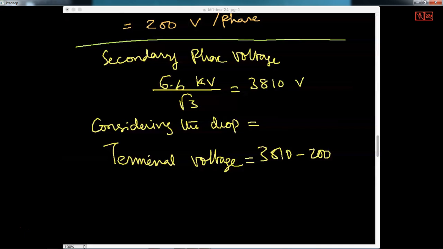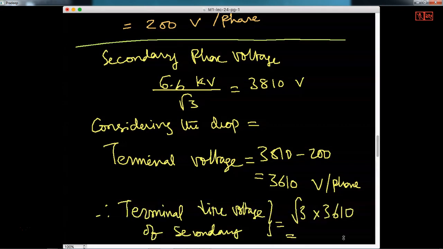Therefore, the terminal line voltage of the secondary will be root 3 into 3610. So that overall thing comes out to be 6250 volts, or 6.25 kV. So what you observe is, even though the rated voltage is 6.6 kV, under full load condition, the voltage is falling to 6.25 kV.